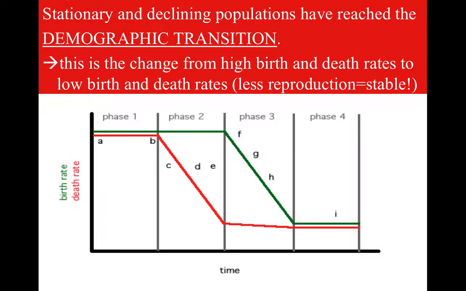The countries that have at least slowed down a lot, the stationary and declining populations, have reached what's called the demographic transition. Let's break that word down in case it sounds complicated. Transition just means a change or a shift, and demographic is human population. So it's a shift or change in the human population. This is a change from high birth and death rates to low birth and death rates, resulting in less reproduction, which creates a more stable system for human society to exist in, where there aren't as many limited resources, and there's more resources available for people.